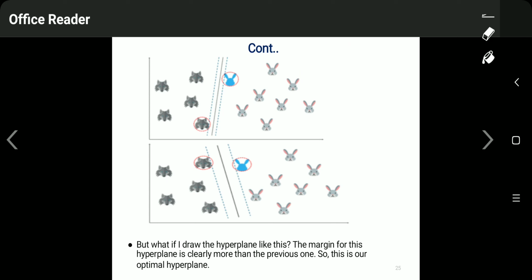Support vectors are what? The closest data points to the hyperplane, with parallel lines drawn parallel to the hyperplane. Now just see here the same problem. Both are the same problem, but in the second case, the hyperplane which is drawn is the optimal hyperplane, because the margin is much greater than the previous one.